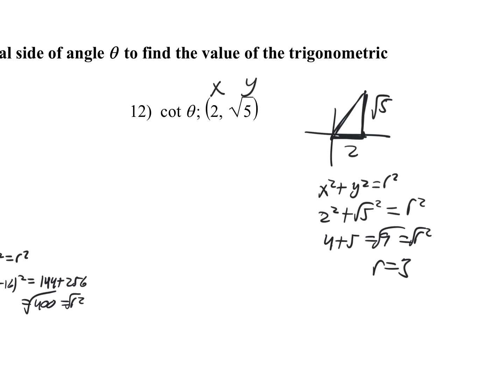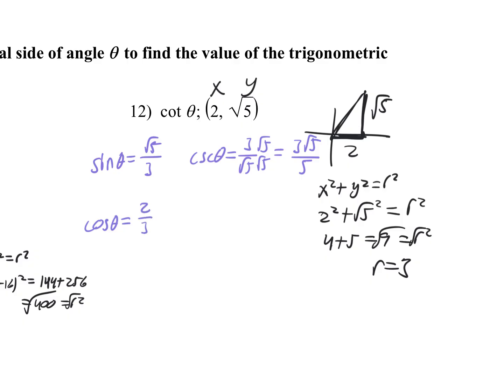Right, and then from here I can find all 6 trig values. I can find sine, which is y over r, so that's going to be the square root of 5 over 3. Now cosecant has to be the reciprocal, which is going to be 3 over the square root of 5. We should rationalize this because there's a radical in the bottom, so that's going to get us 3 square root of 5 over 5. All right, now cosine is going to be x over r, which is going to be 2 over 3. So that means secant has to be the reciprocal, which is 3 over 2. All right, tangent is going to be y over x, which is going to be the square root of 5 over 2.